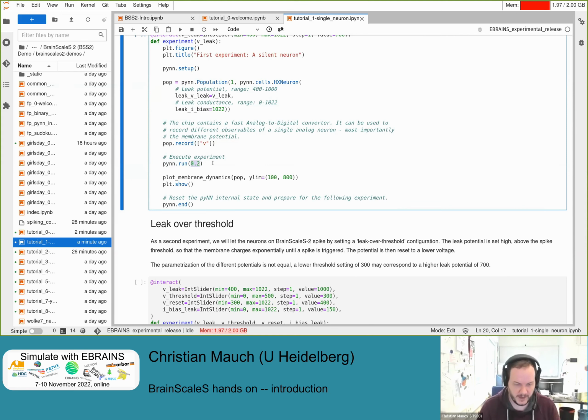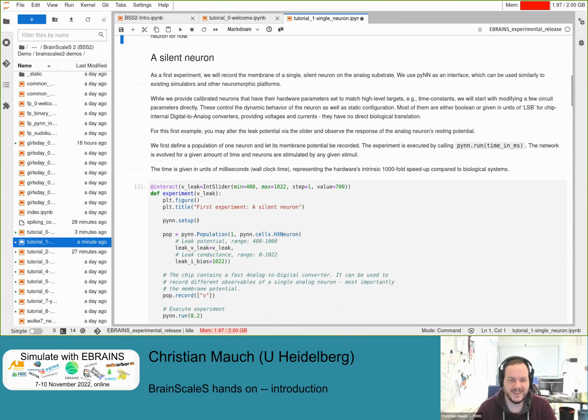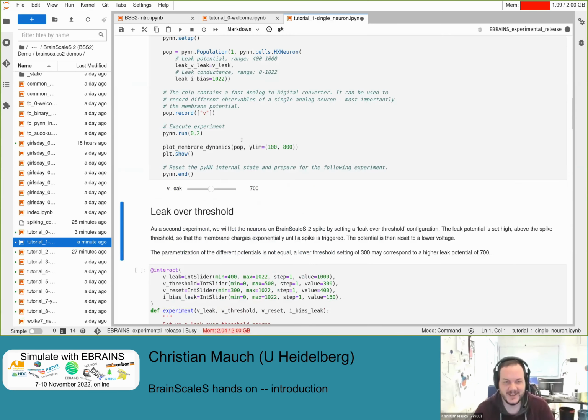So when we execute this cell now, I forgot to execute this cell. Then if you now execute it, you should see the slider, which just sets the value for the leak voltage. Then if you slide it somewhere, you see, okay, the leak voltage is rising. And every time you adjust the slider, an experiment is actually run, sent here to Heidelberg, and executed on the hardware.